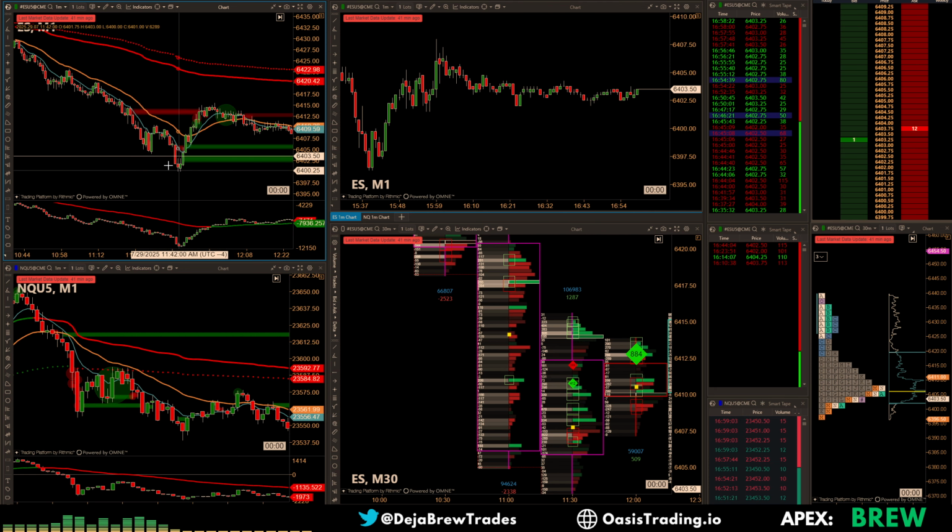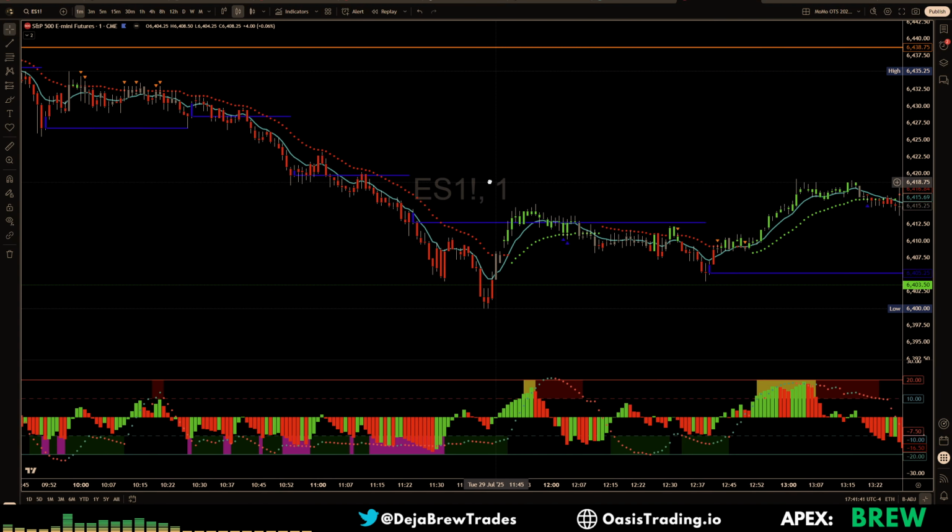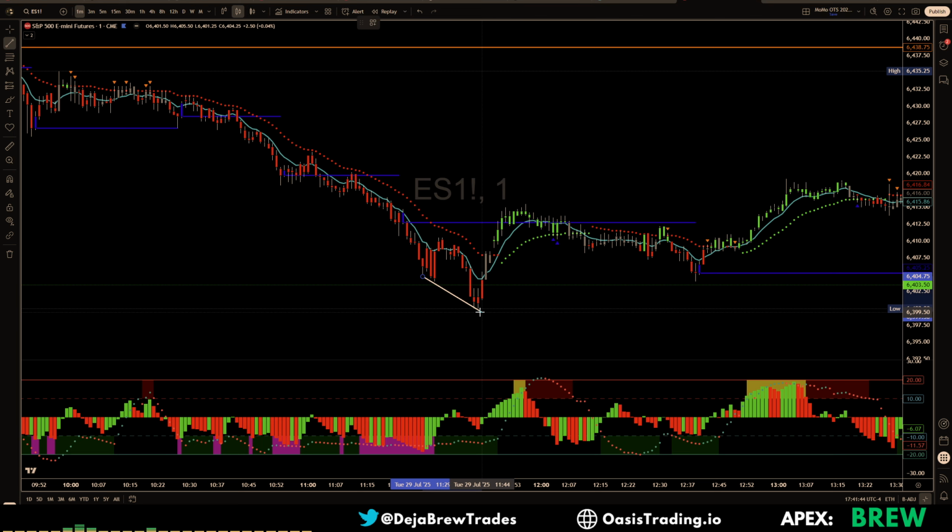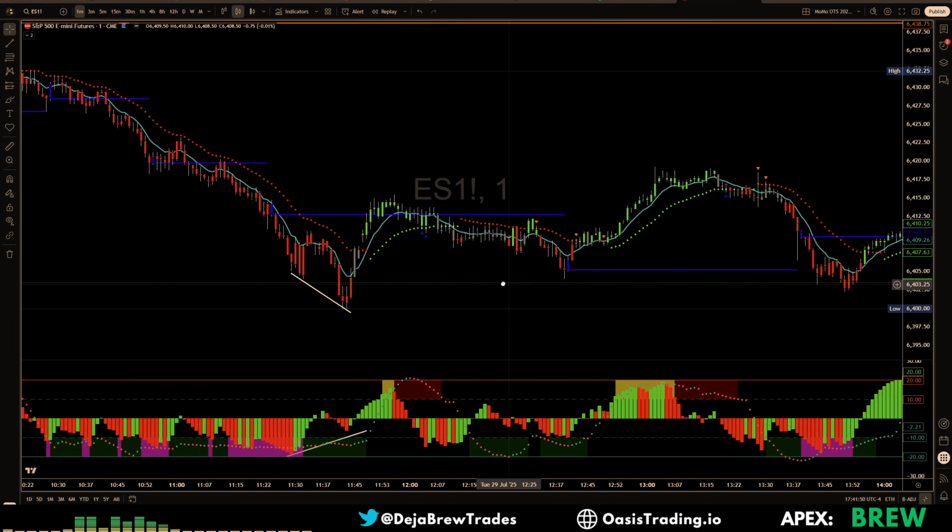You had a really nice bull div down here on the Momo. You did not have a bull div there on the divergence, or sorry, the delta, excuse me. But you did have a divergence. Let me pull it up here on the Momo. Very obvious divergence on the Momo there. Lower low on price, higher low on delta. And that was pretty much the low of day.